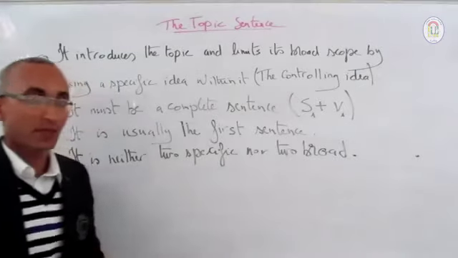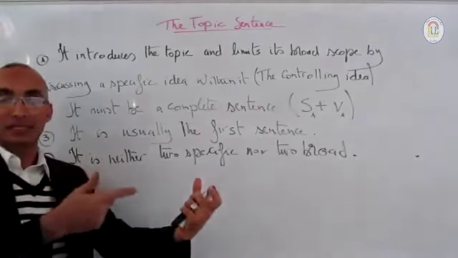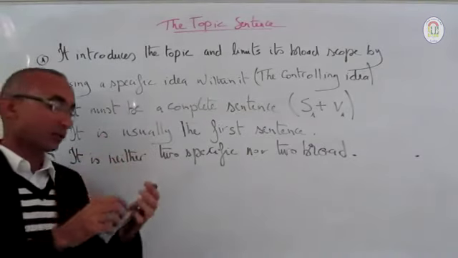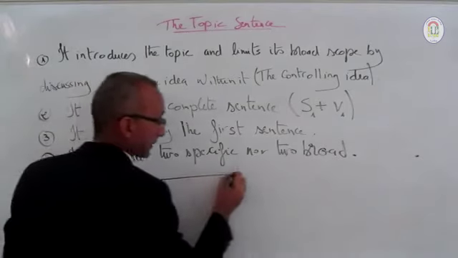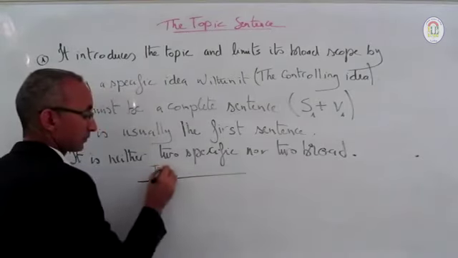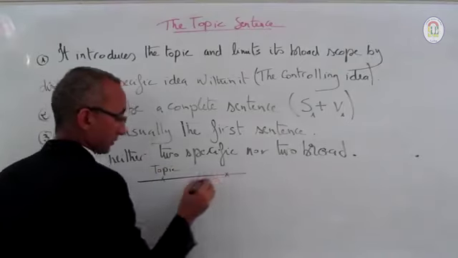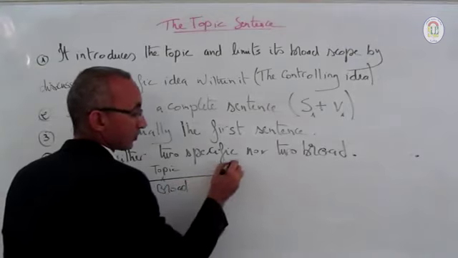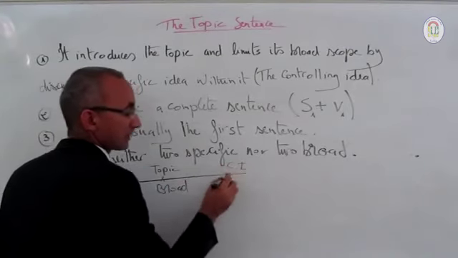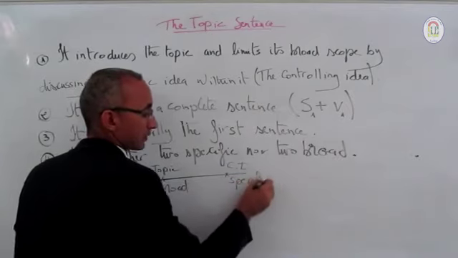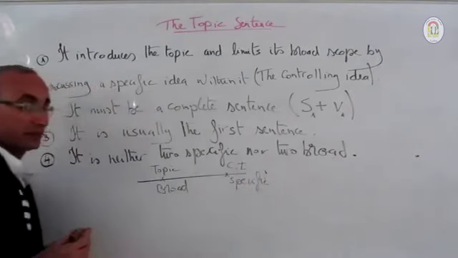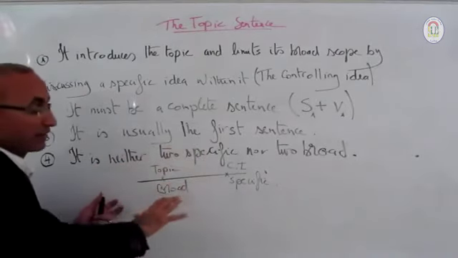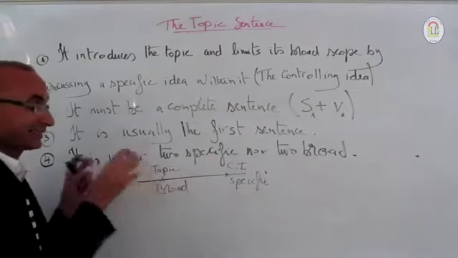Now, as you know, we have in the topic sentence two key elements, which are the topic, which is very broad, and the controlling idea, which is very specific. This one is topic, and this one, it is broad, general, broad, and the controlling idea, specific idea, is very specific.